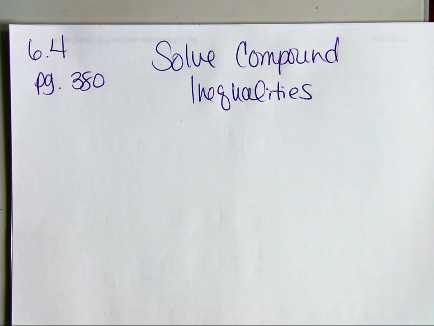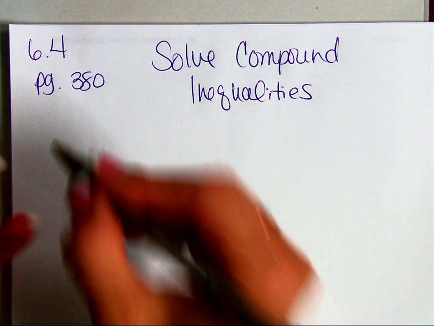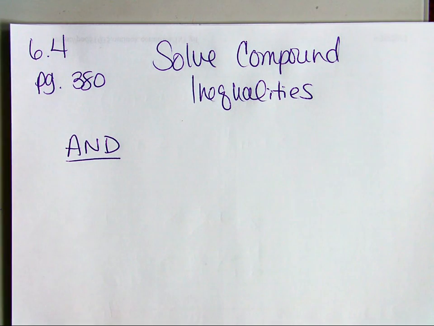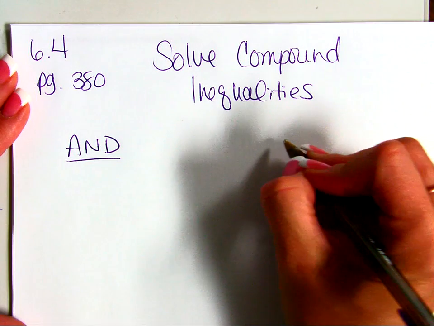So do you remember what a compound sentence is? Do you know what a compound word is? It's like sidewalk, right? Chalkboard. It's 2 words that make 1 word. So a compound sentence is 2 sentences that make 1 sentence. And what was the most common word you used as a connector? And. Okay? Guess what? That's what we're going to use today too in math to combine our inequalities.